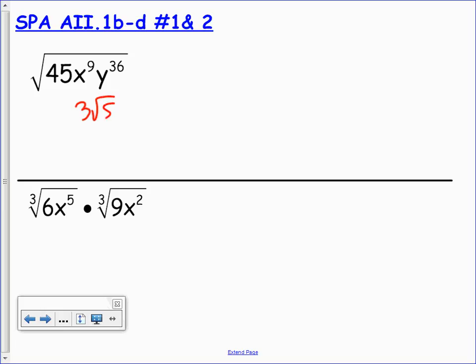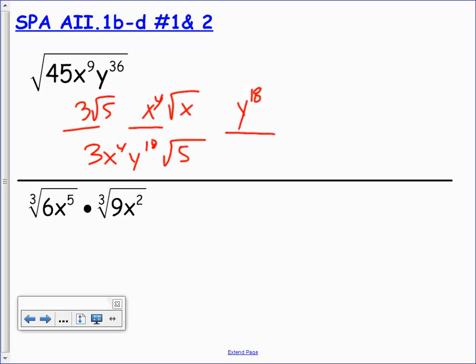How many times does 2 go into 9? 4 with 1 left over. So it's x to the 4th, root x. And then 2 goes into 36 18 times. Outsides come together. So it's 3x to the 4th, y to the 18, root 5x. Nothing new there. Just a reminder, if there's more than one, like multiplication or division, make it into one root and then do that trick. Because if you try to do it individually and then multiply, you might have to do it again. So simplify at the very end.